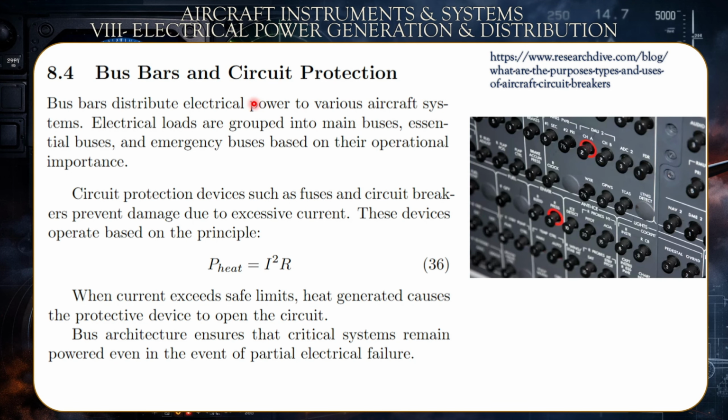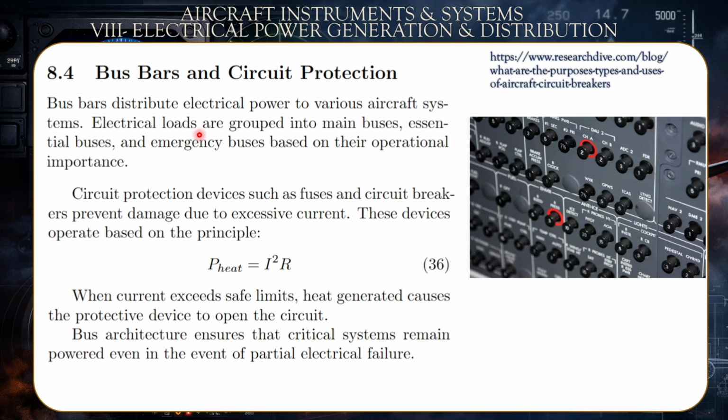Bus bar and circuit protection. So what is a bus bar? Bus bars distribute electrical power to various aircraft systems. Different electrical loads are grouped into main buses, essential buses, and emergency buses. These are the electrical connections used to distribute power for different systems, and these systems are grouped based on their own category and preference, of course.